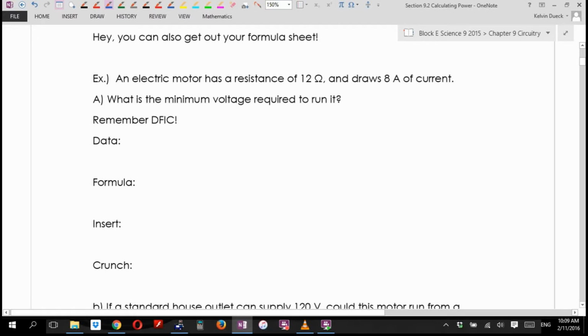Brady, I'm coming back to you. Part A, what's it asking me to find? The required what? Voltage. The nice thing, these are technically word problems, but I've argued in science word problems are way easier because it's pretty obvious what they're asking you to find.